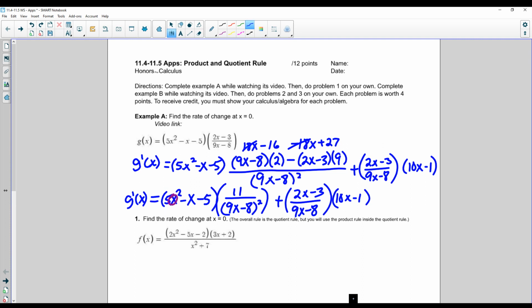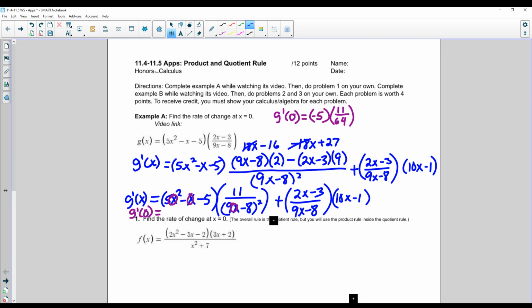So 5 times 0 squared will become 0, and that will become 0. I'll get a negative 5 out of that term. I'm really out of room, so it's going to jump up here on you. But I'm going to get a negative 5 out of that first set. And that will become 0. So I'm going to get 11 over negative 8 squared, which is 64. So I'm going to get times 11 over 64.